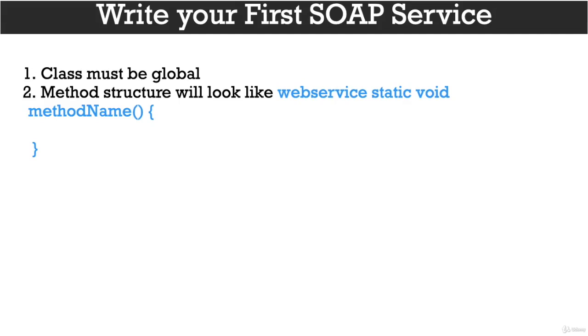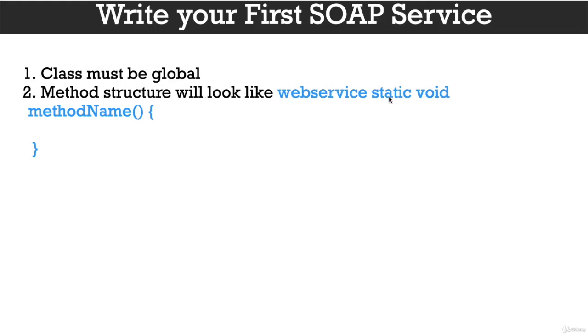In our previous sections we learned how we can enable an Apex class to work as Apex REST services. Now in this lecture we will learn how we can enable our class to act as a SOAP service. For both Apex REST and SOAP services, the class modifier must be global. And then for SOAP services, the method structure should be like webservice static.